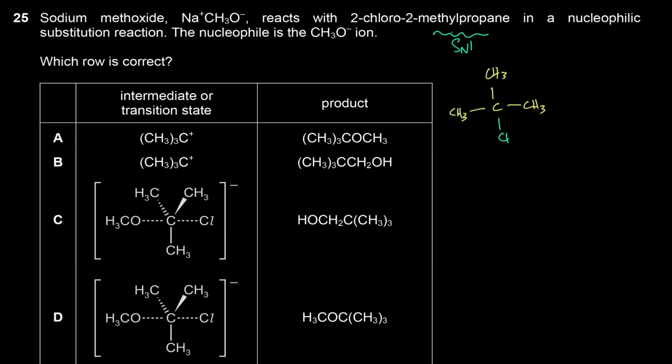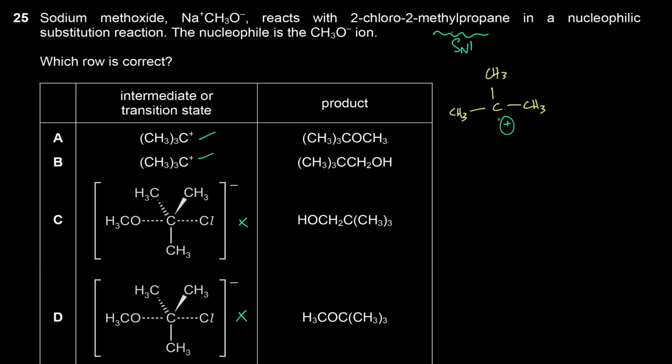So in the first step, the chlorine will break off, and you're going to form the carbocation intermediate. That carbocation intermediate looks like this. This is our carbocation intermediate. So then the answer is either A or B. It can't be C or D because we know it's an SN1 reaction, because it's a tertiary halogenoalkane. We're going to form a tertiary carbocation intermediate.